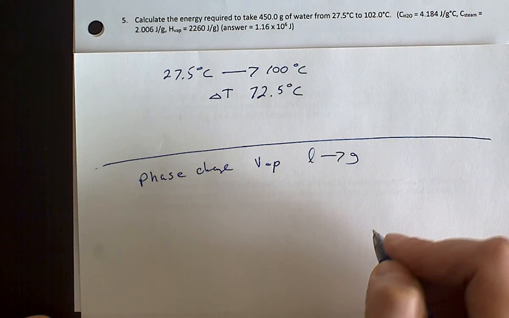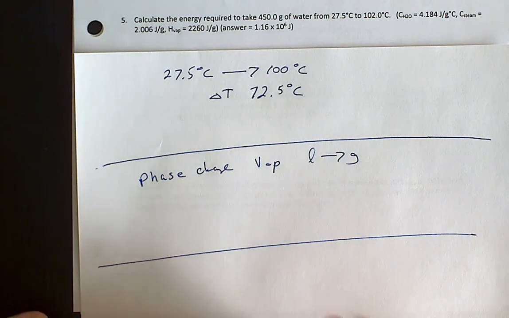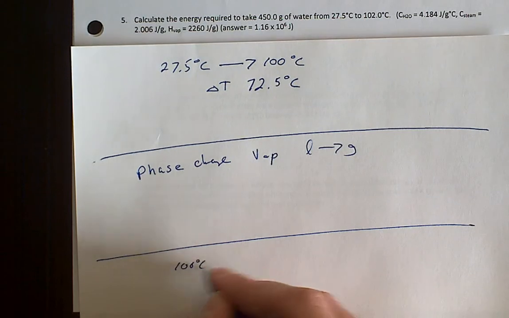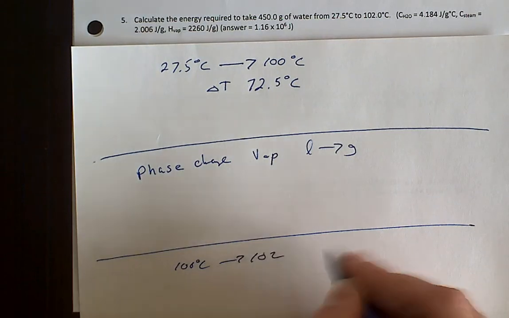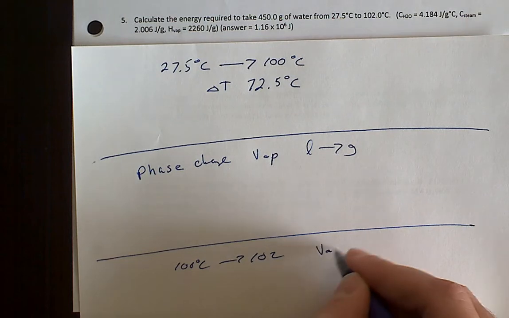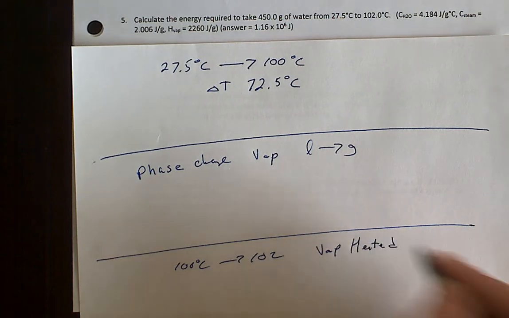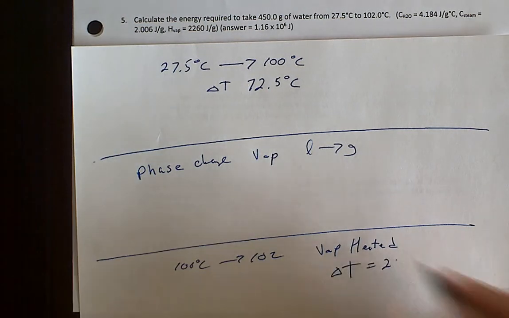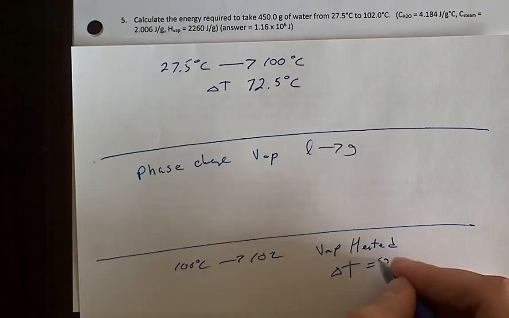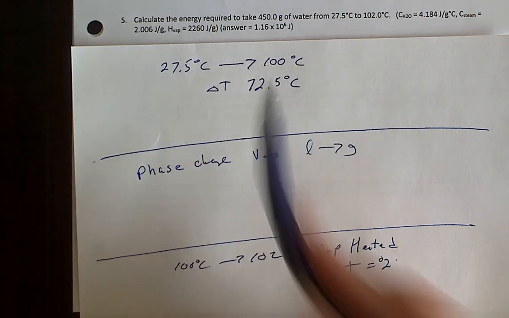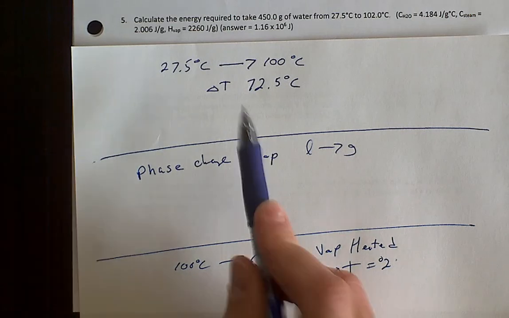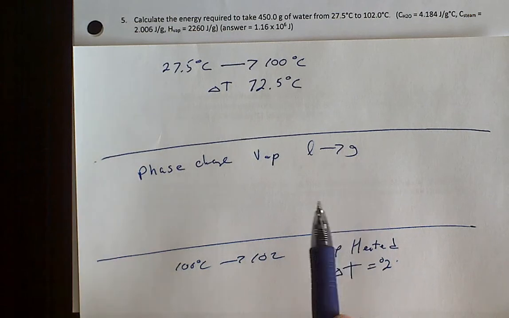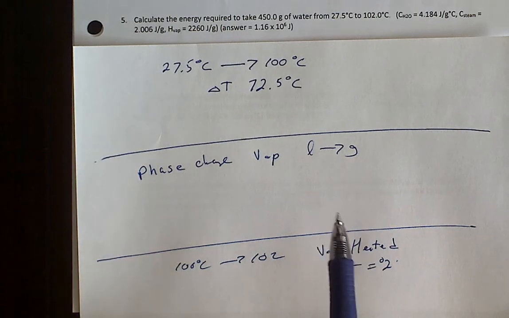And then our third step here, it's not actually a phase change, is going from 100 degrees Celsius to 102. All right, so that is our vapor being heated. And that is a delta T in this step of 2 degrees. Okay, so we have two temperature changes, one of the heating of water up to 100, the other one going from 100 to 102, and then the step in between, which is our phase change, where temperature doesn't change, where we have liquid going to a gas. From here, it becomes fairly simple.